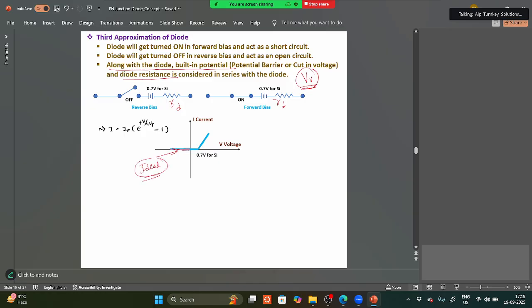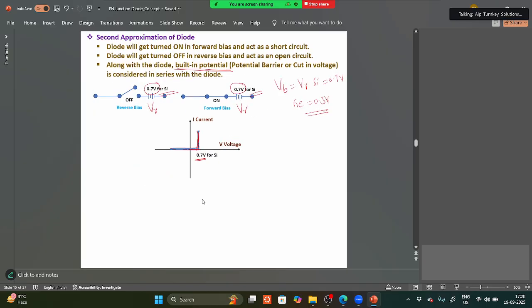But in the forward bias, the curve will slightly tilt. Why? Because of this resistance. What is the slope of this curve? The slope of the curve is 1 by RD. So this is the third approximation.